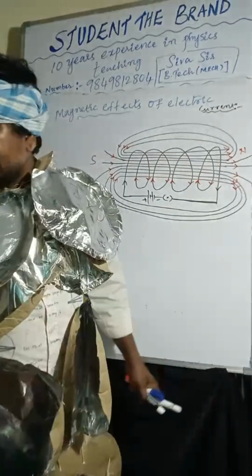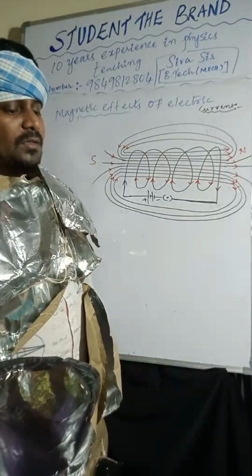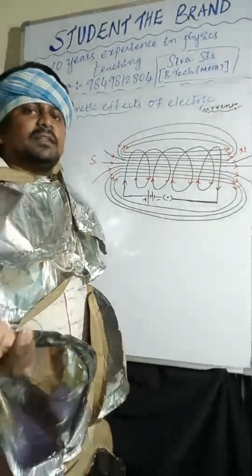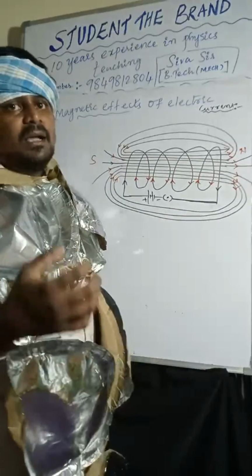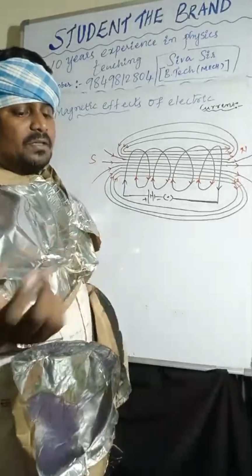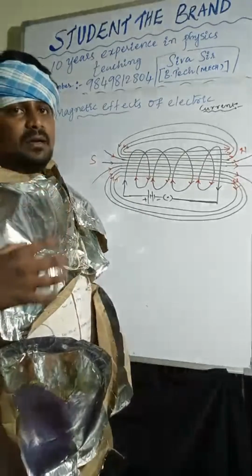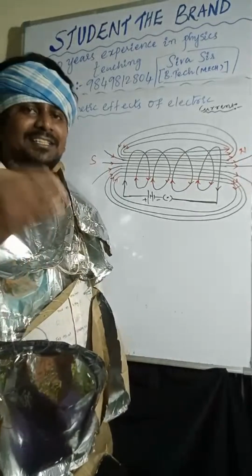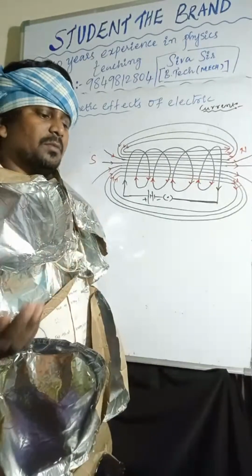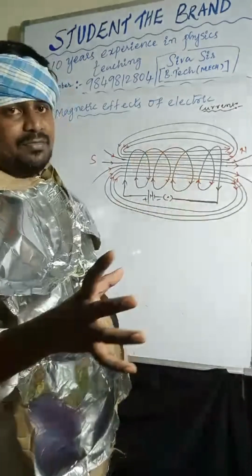When the current is passing inside the wire, it acts as a magnet. It behaves like a bar magnet. What are the properties of the bar magnet? The field lines emerge from the north pole and merge at the south pole. Within the region, a magnetic field will be created.